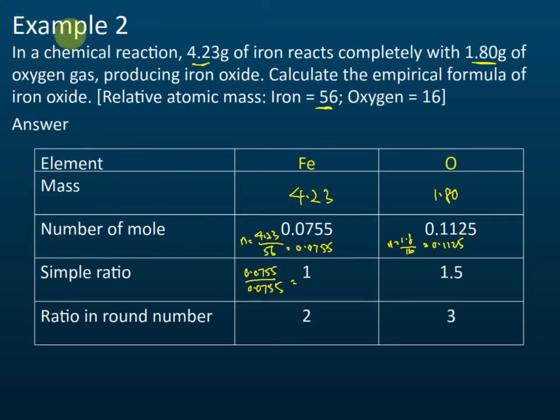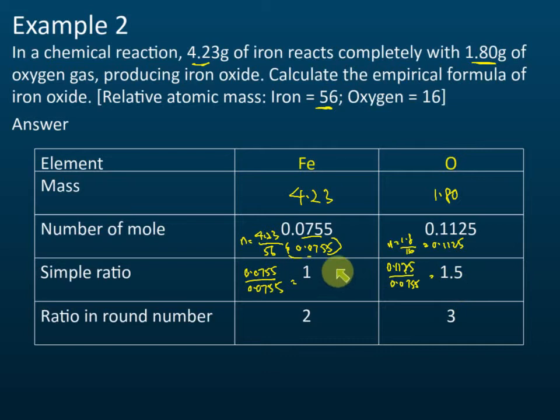And then 0.1125 also, we divide it by 0.0755. Then we get 1.5. So then we get this simple ratio. By the definition, the ratio must be a whole number ratio. This is not a whole number. We shouldn't have a decimal place like 1.5 or 1.2. So this 1 to 1.5 is not a whole number ratio.